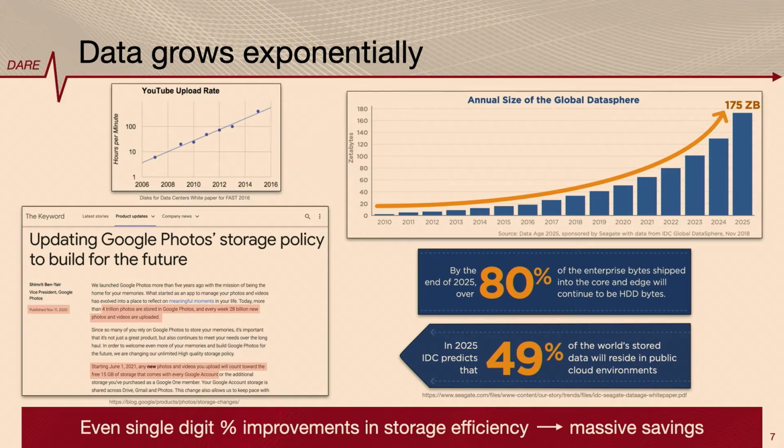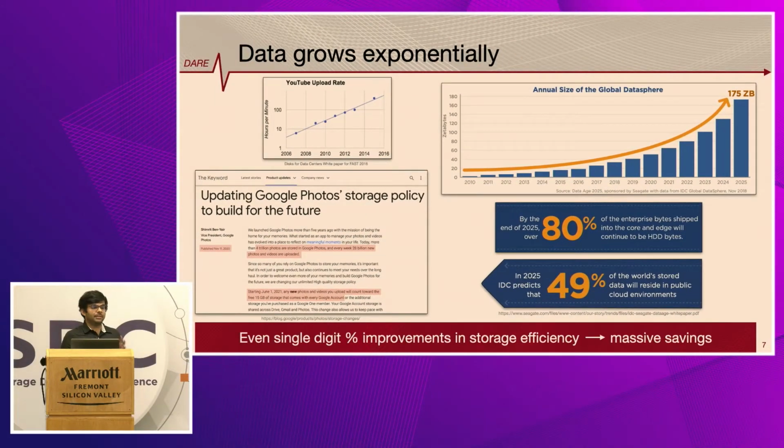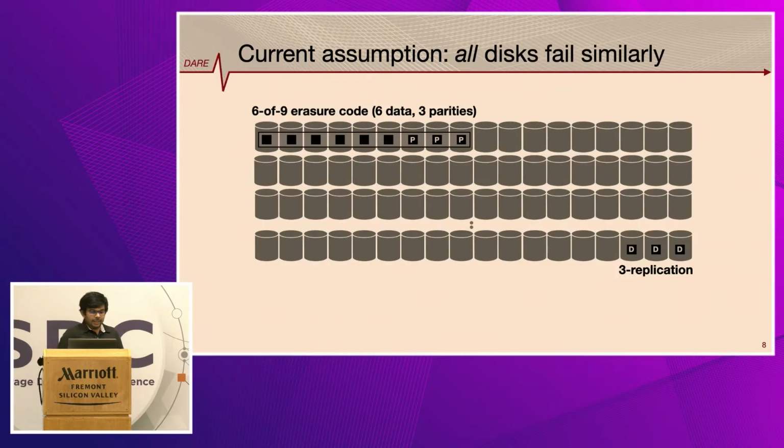At such scales, even single-digit percentage improvements in storage efficiency amount to massive savings of over millions, potentially even billions of dollars. And this talk that I'm giving today is about saving something like 20% storage space by applying disk adaptive redundancy. Okay, so let's go into the technical details.